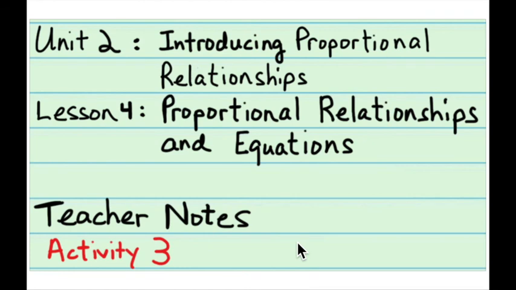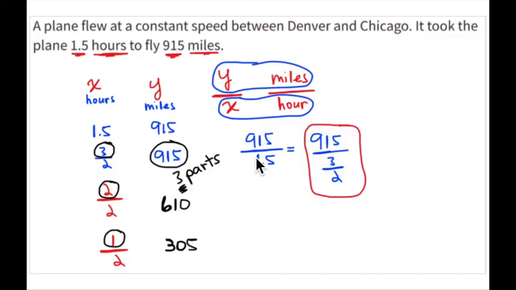Okay, this is activity 3 from lesson 4, proportional relationships and equations. And again, we are going to get to this idea of equations during this activity. So a plane flew at a constant speed. They have to tell you it's a constant speed in order to have a constant of proportionality. Between Denver and Chicago. So it's neither speeding up nor slowing down. It is going at a constant speed.